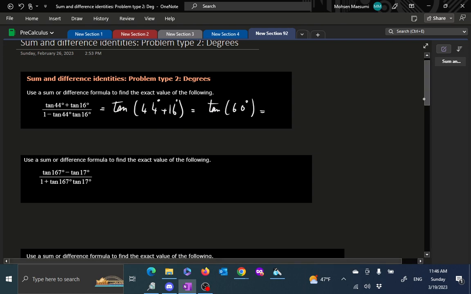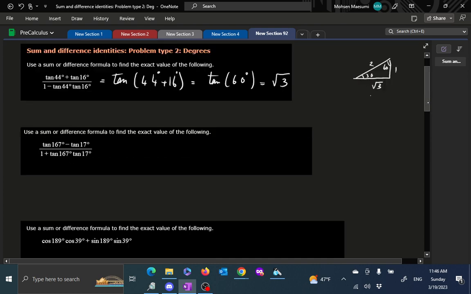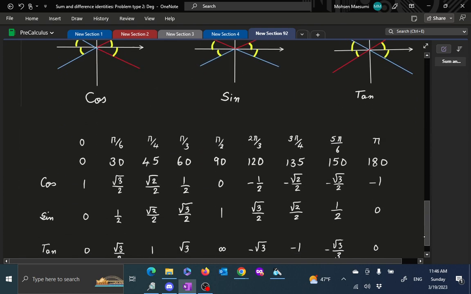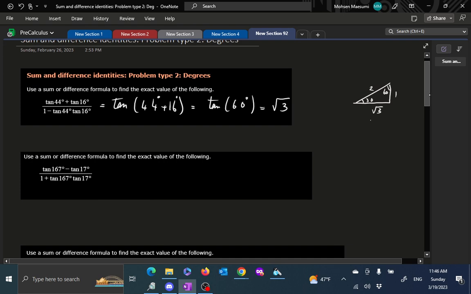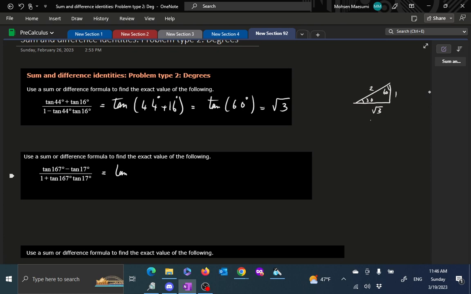And what's tangent of 60? Remember we insisted that you guys use a triangle. So if this is 30, this is 60, it's going to be 1, 2, and radical 3. Tangent of 60 will be radical 3. Or if you want to look at your table here, tangent of 60 is radical 3. Same thing applies to all the problems in this section, so we are essentially repeating this process.